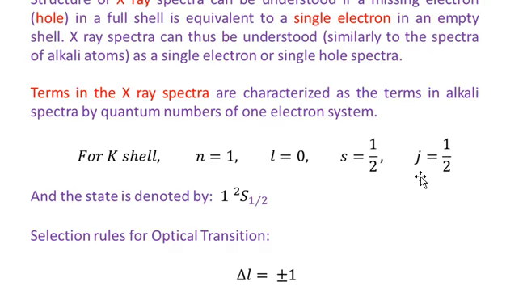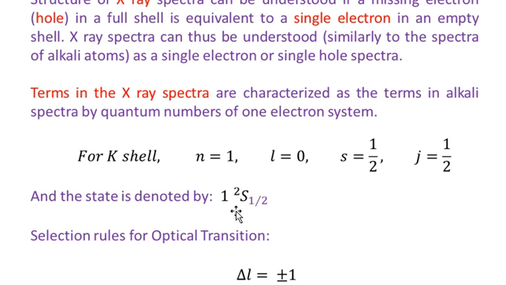So here we are considering the K shell to be consisting of a single hole vacancy, which we are treating as a single electron placed in an empty K shell. So that's why we have written this set of quantum numbers. n is equal to 1, L is equal to 0, S is equal to half, and J, the total quantum number of that atom or that shell, is equal to half.